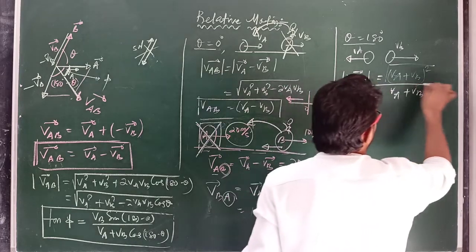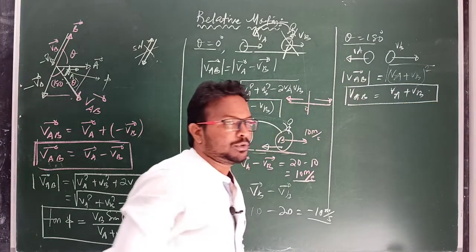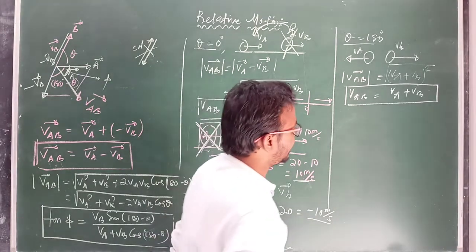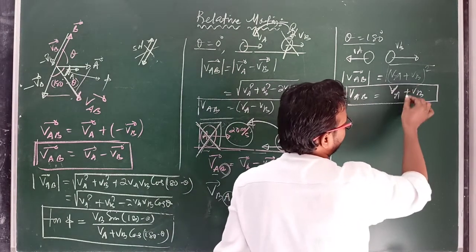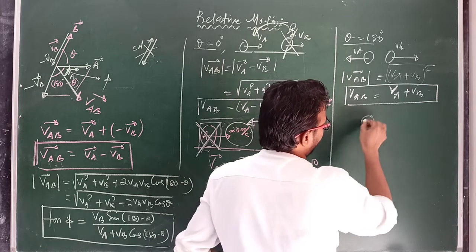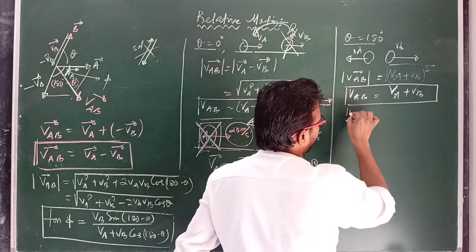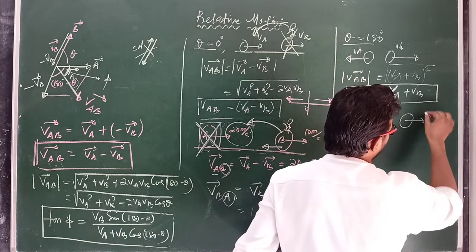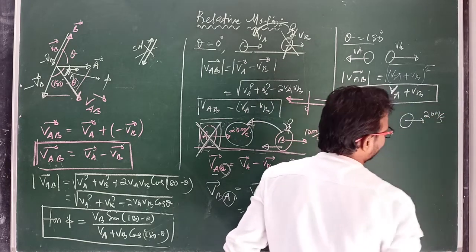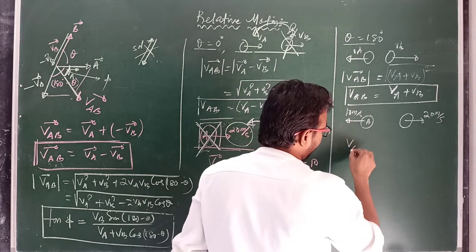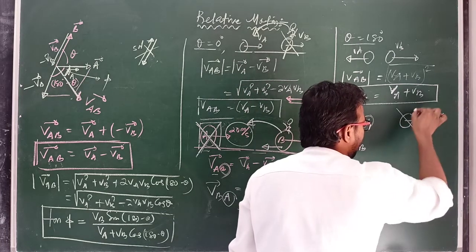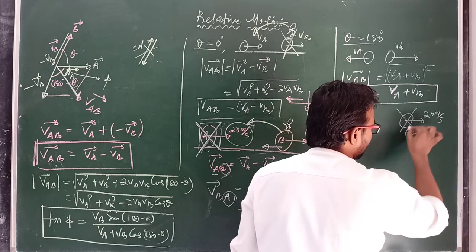So for the relative velocity of two objects moving opposite to each other, we simply have to add their velocities. Suppose one object A is moving in this direction with 10 meter per second and another object is moving in this direction with, suppose, 20 meter per second. Clear? Okay, so here we have to find the velocity of A with respect to B, meaning the observer is situated at point B. So this is the rest condition.